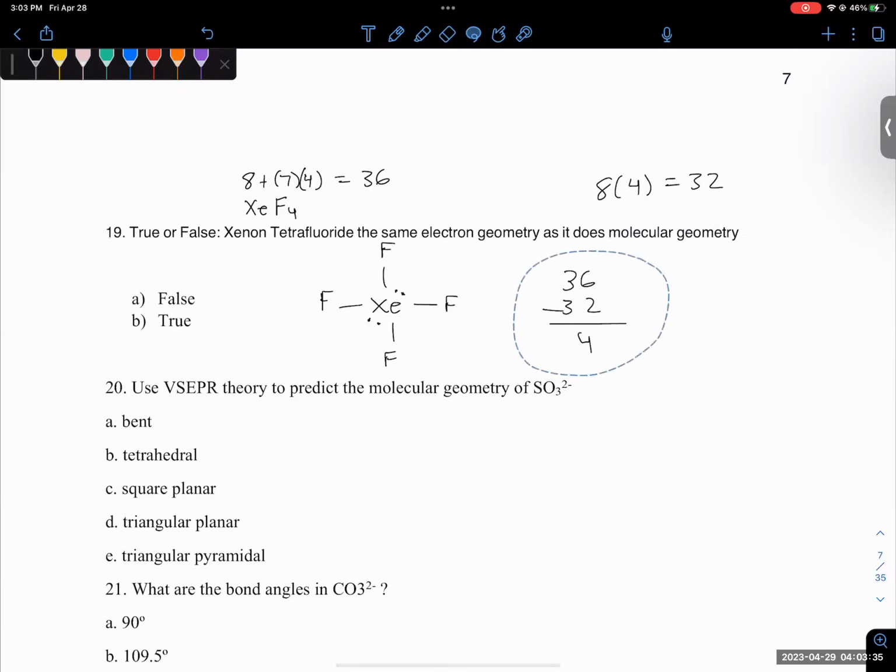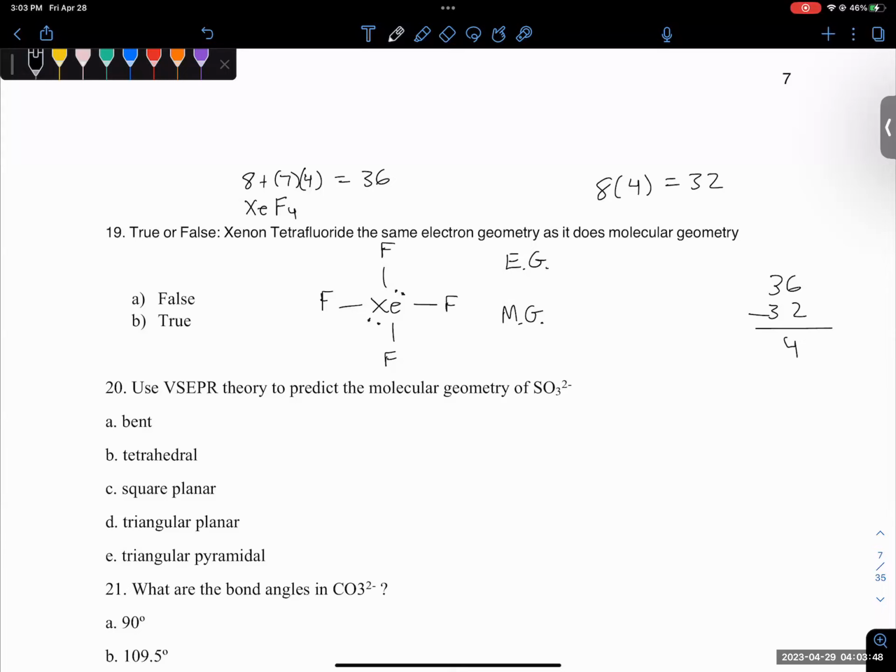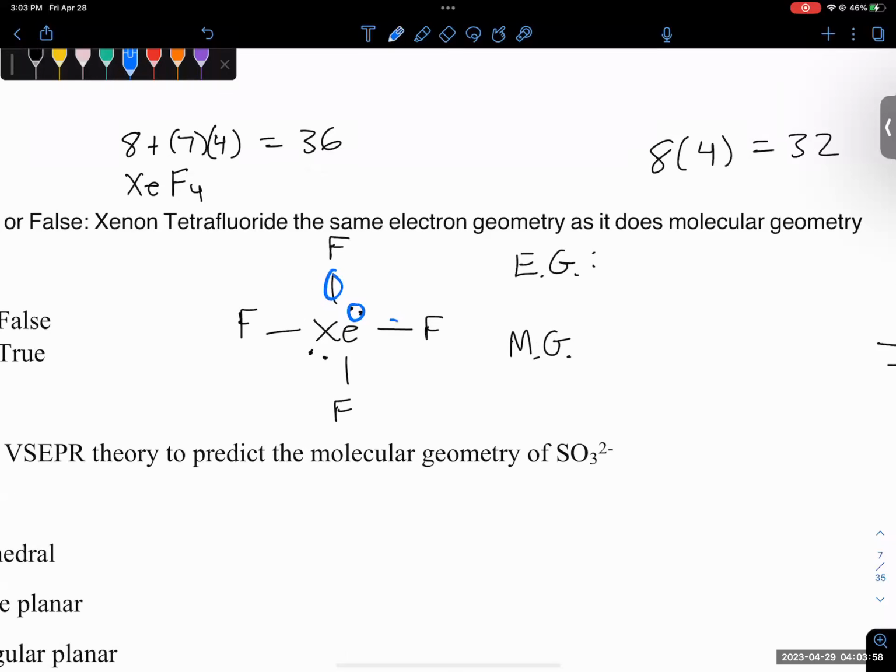So let's identify now the electron geometry, EG, and the molecular geometry. What is the electron geometry first? Okay, octahedral, exactly, because it has 6 electron regions around it: 1, 2, 3, 4, 5, 6. That means it has electron geometry of octahedral. What about the molecular geometry, Daniel? Without looking at that note. Square planar. Do we all agree with Daniel? Yes. Okay, perfect.